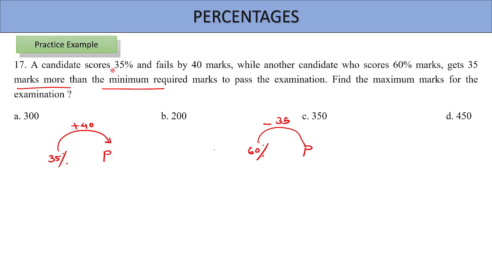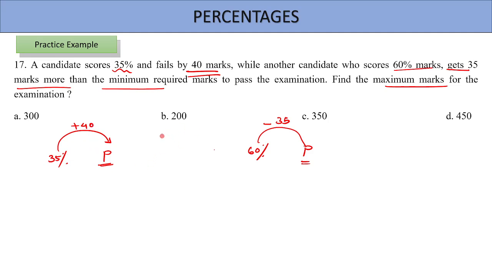Understood? There is one candidate who scored 35 percentage marks and he is failing by 40. So if he got 40 marks more, he will get marks exactly equal to the passing marks, which I denote as P. While there is another candidate who scored 60 percentage of the total, and gets 35 marks more than the passing marks. So if I subtract 35 from his total marks, I will get the marks equal to the passing marks. So we have to find the maximum marks for the examination.